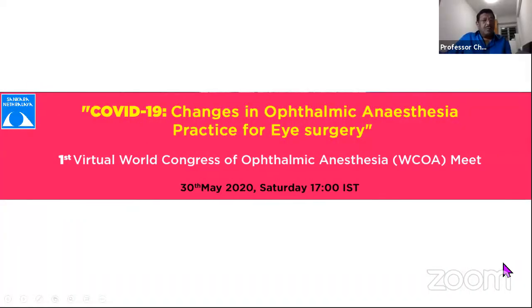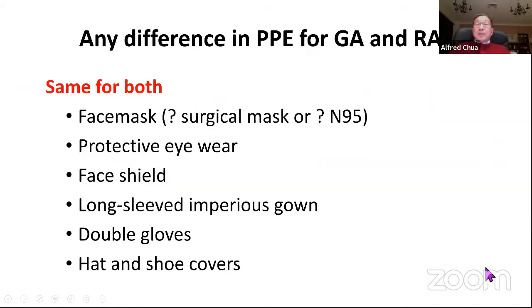So I've got another question for you, Alfred. Is there any difference in PPE during the RA? Can I have the slide, please? Now, I personally think they should be the same for both. What you don't want is a particular type of PPE for regional, and halfway, unfortunately, you need to convert, and it's a messy situation and you are not up to standard for conversion to a general anesthesia. So I think you should wear sufficient PPE so that you can do a general anesthesia. Now, for the face mask, supposedly for regional anesthesia, you can use a surgical face mask. In the practice here, we just wear N95 for all the suspected or confirmed COVID cases.